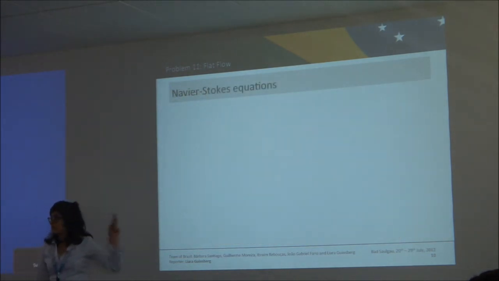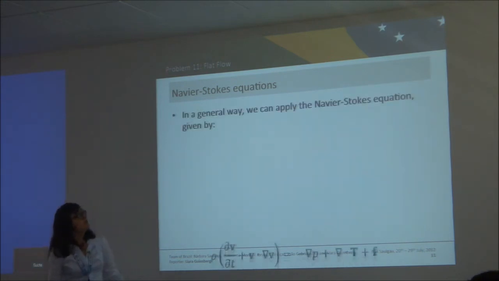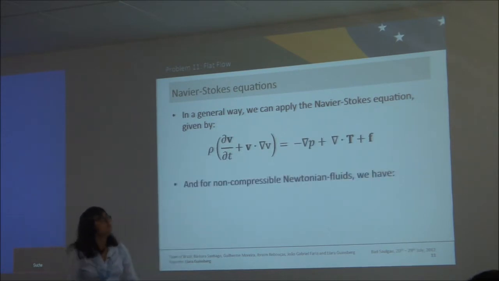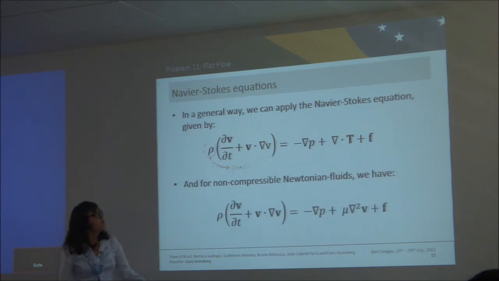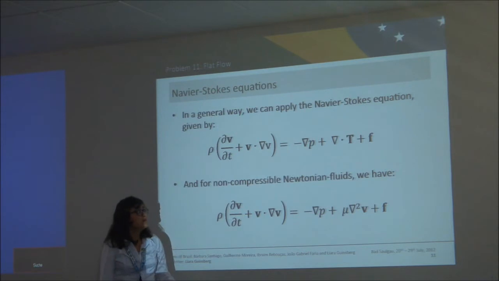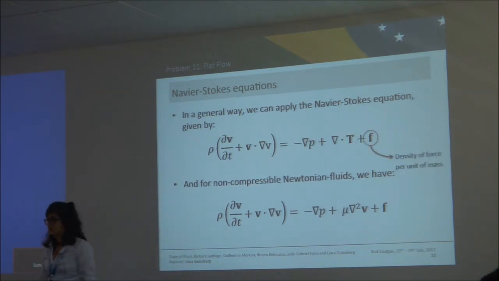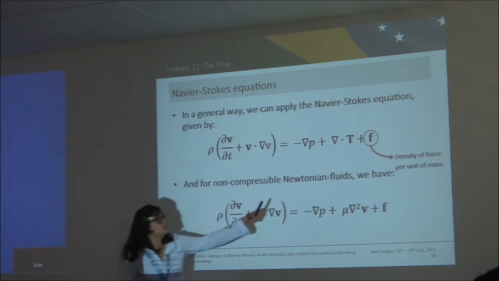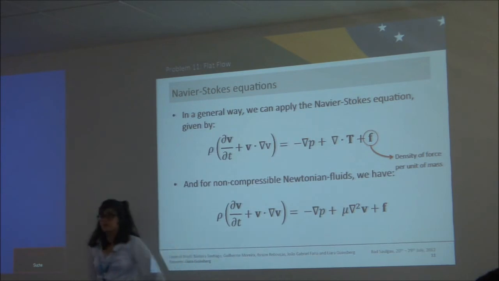And now we can apply the Navier-Stokes equation for us to solve the flow. In a general way, we have this equation, where ρ is the density, v is the velocity, p is the pressure, and σ is the stress tensor, and f is the density of force per unit of mass. And for incompressible Newtonian fluids, we have that this term is the one related to the viscosity.